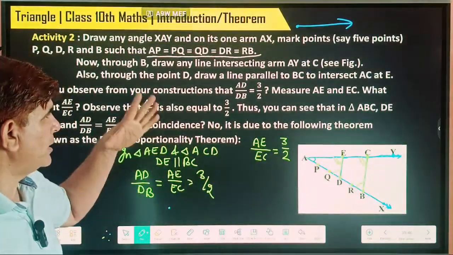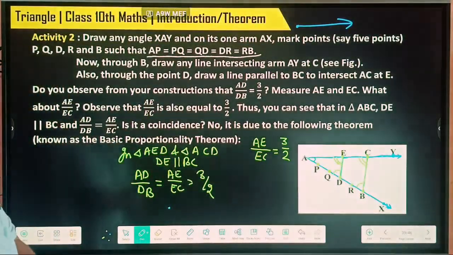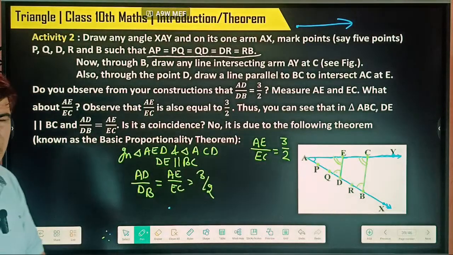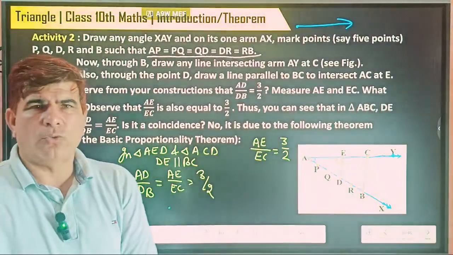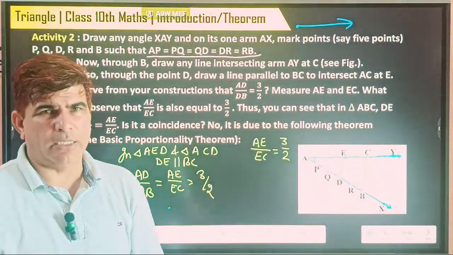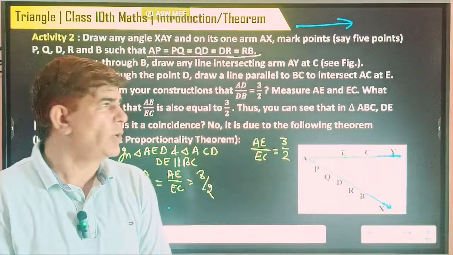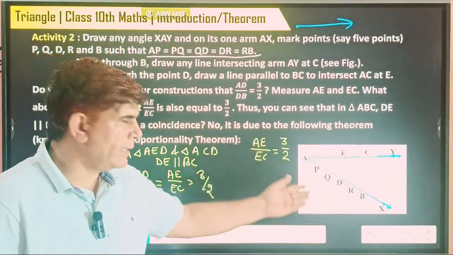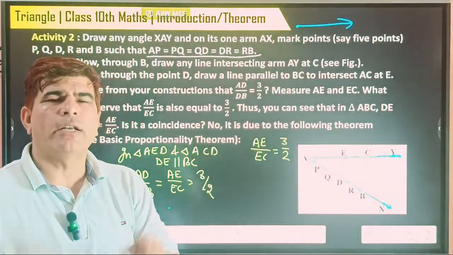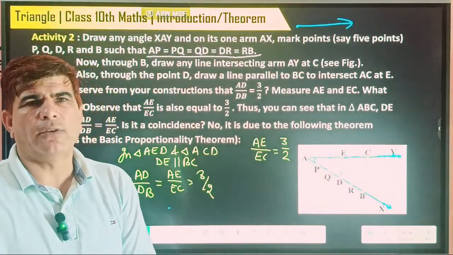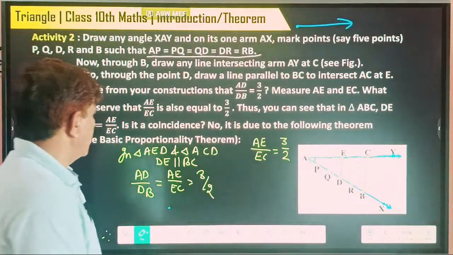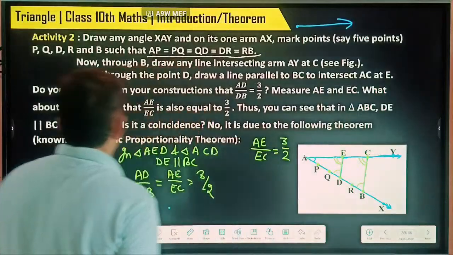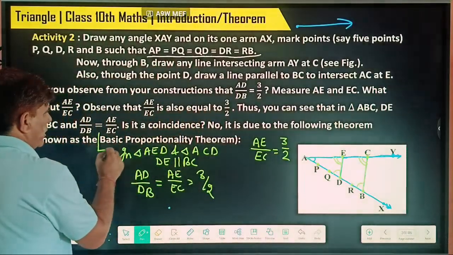Understood? Thus you can see that in triangle ABC, DE is parallel to BC and AD by DB equal to AE by EC. Is this a coincidence? No, it's not a coincidence. You can take any other triangle, any other ray, and make it like this, then definitely it comes equal. So no, it is due to the following theorem. This is possible by this BPT theorem.